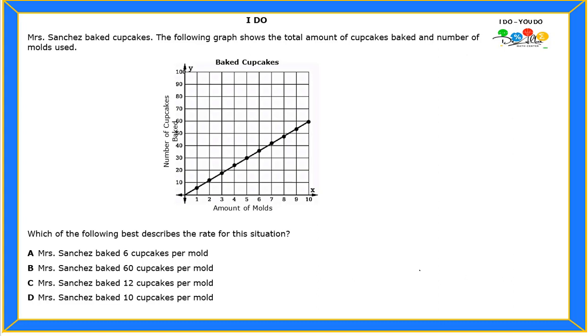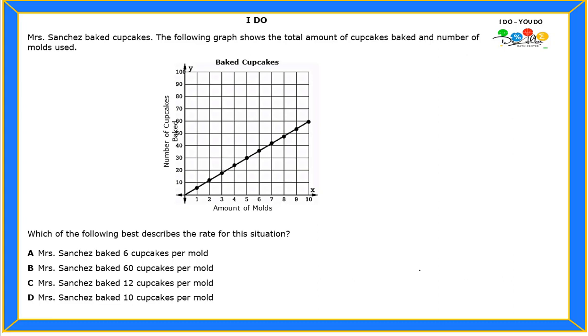And it says, Mrs. Sanchez baked cupcakes. The following graph shows the total amount of cupcakes baked and the number of molds used. Which of the following best describes the rate for this situation?